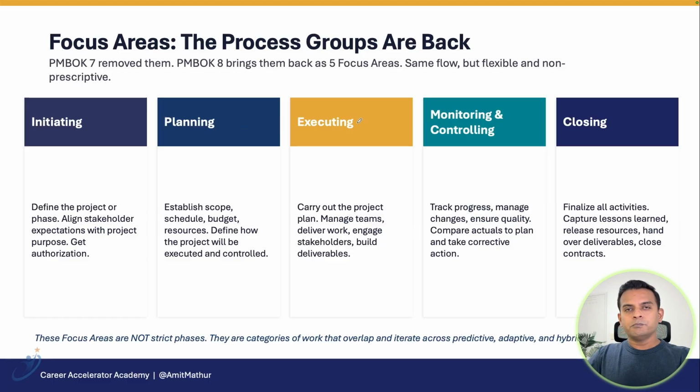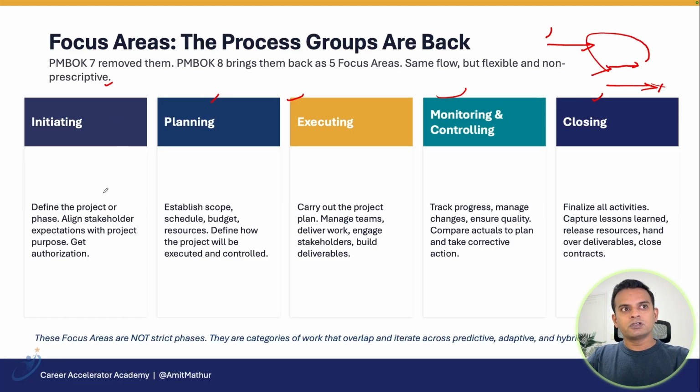In PMBOK 6, it was following the waterfall method. So first you need to do initiation, then planning, then execution, then monitoring and controlling, and then closing. After closing, it is all closed, it's done. But in Agile, when we talk about Agile in PMBOK 8, it is the same cycle which is going on, but it is repetitive. Okay, that's the main difference.